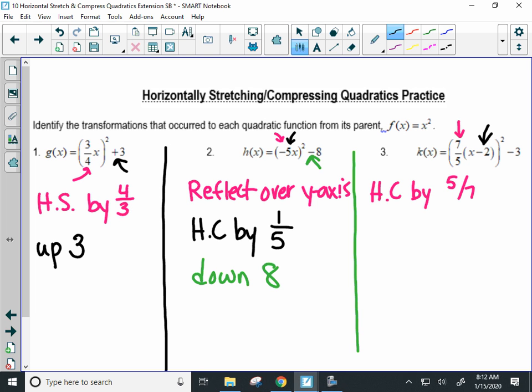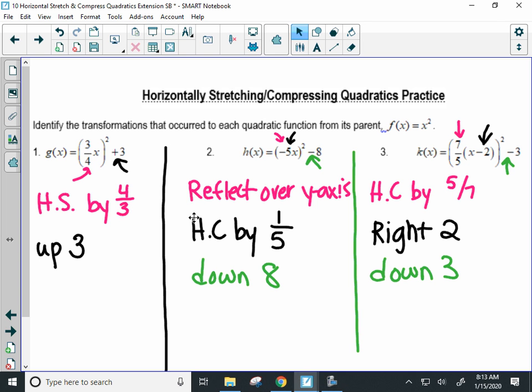Now, inside the parentheses, I also have a -2. That -2 is going to move your graph to the right. And finally, the -3 on the end means your graph goes down 3. Hopefully you got those. If not, ask your teacher for some help.